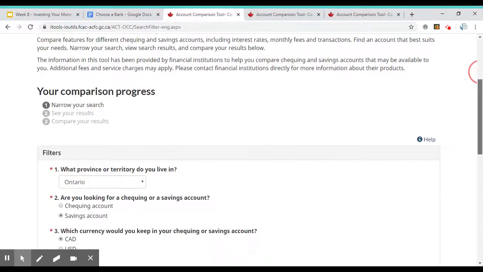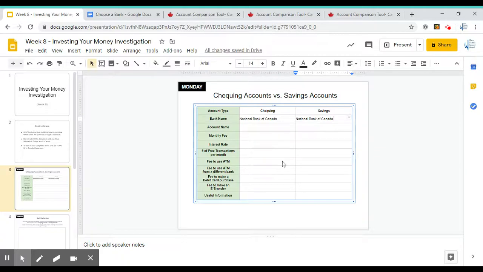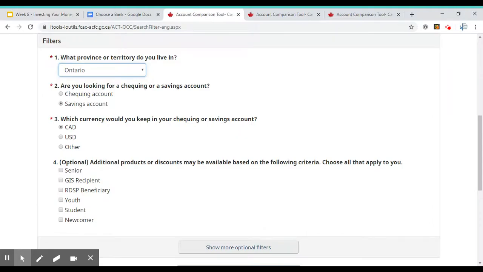So when we go to use this, there are 3 questions you have to answer. So the first one is, what province or territory do you live in? And we currently live in Ontario, so you want to select Ontario. It says, are you looking for a checking or savings account? So in the table that we have 1 column for checking and 1 column for savings. So you are actually going to do this activity twice. I'm going to start with checking because that's the first column. And then it says, which currency would you keep in your checking or savings account? And I want to pick CAD, which stands for Canadian dollars, and that's what we're going to use.